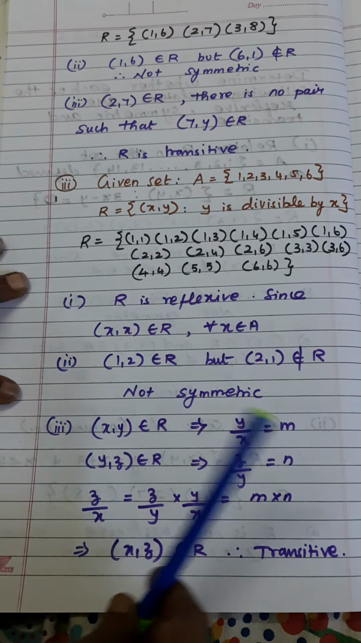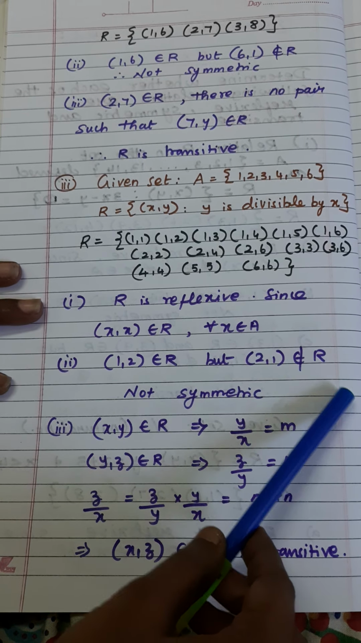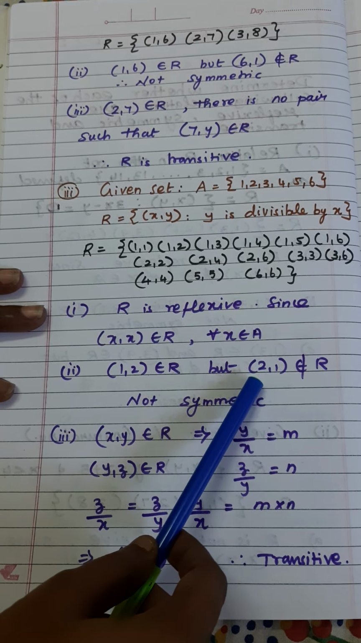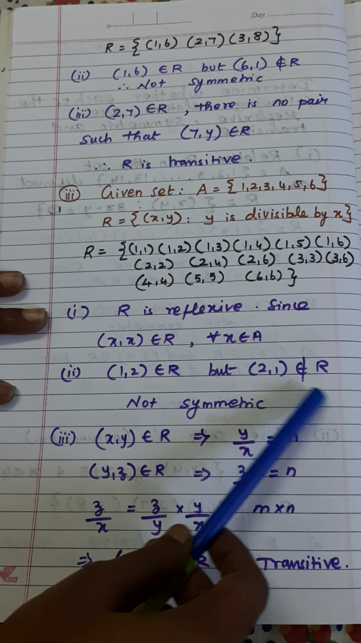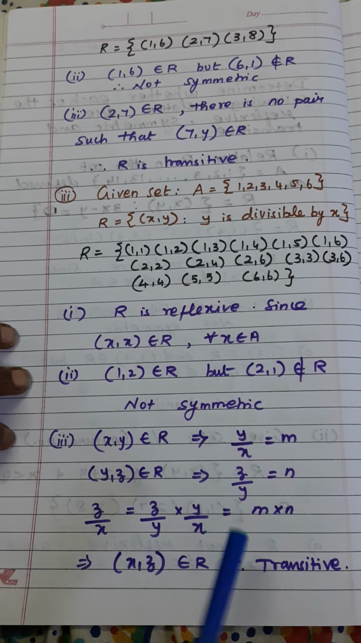So it is reflexive. (1, 2) belongs to R, but (2, 1) doesn't belong to R, because 2 is divisible by 1, but 1 is not divisible by 2. So it doesn't belong to R. So it is not symmetric. Now come to the third one, that is transitive.